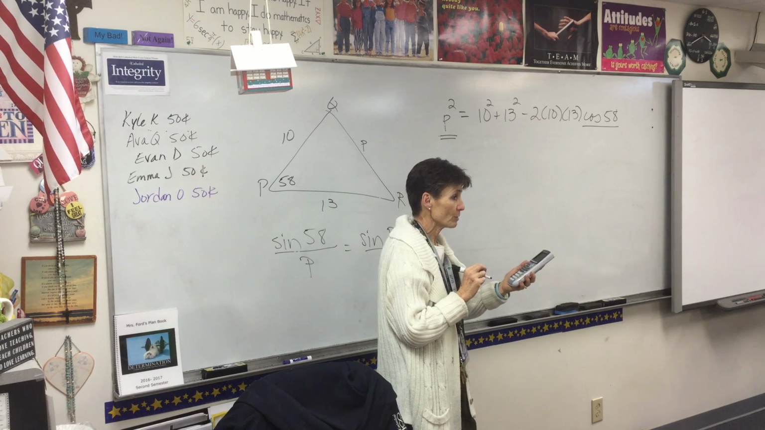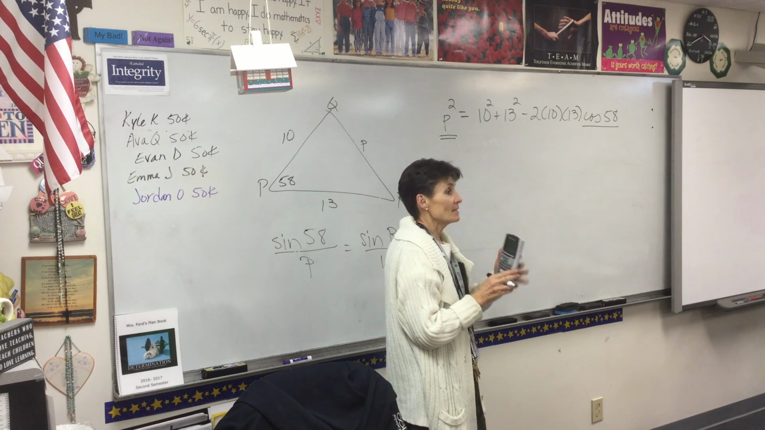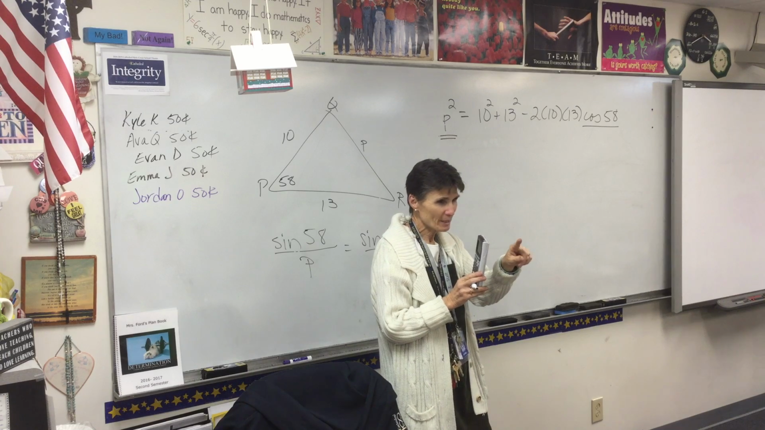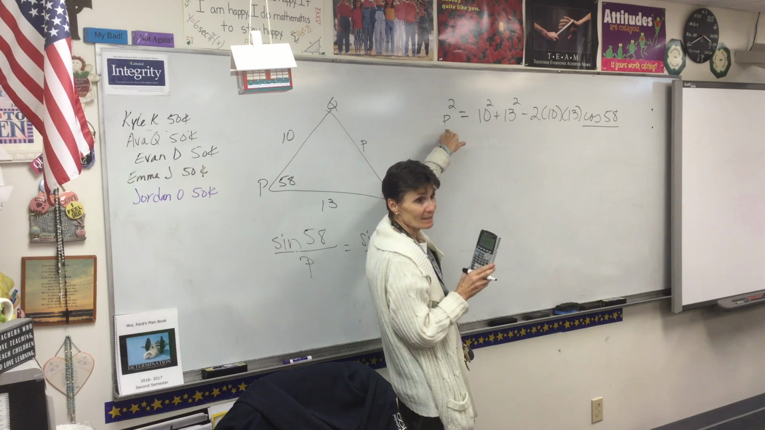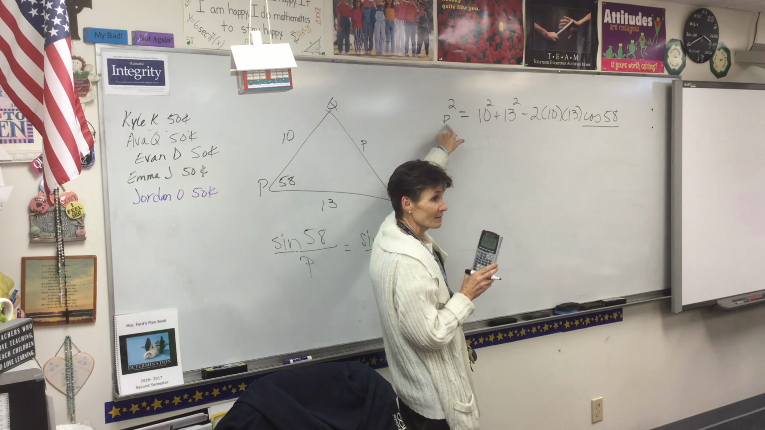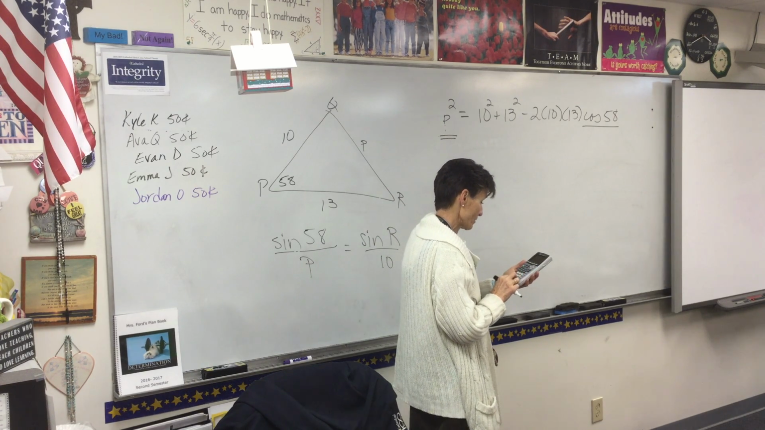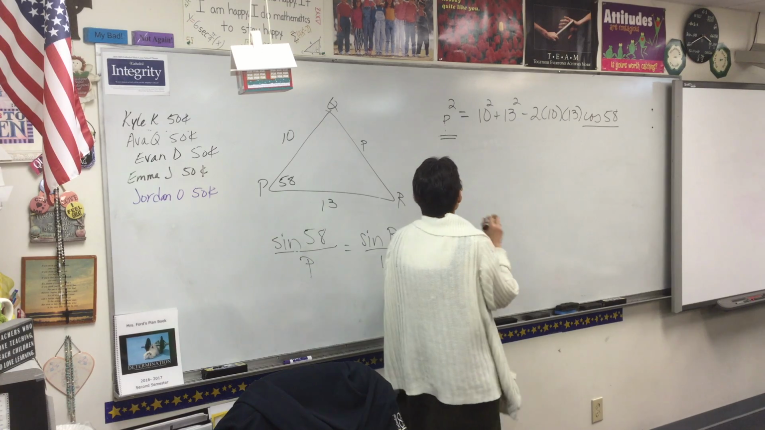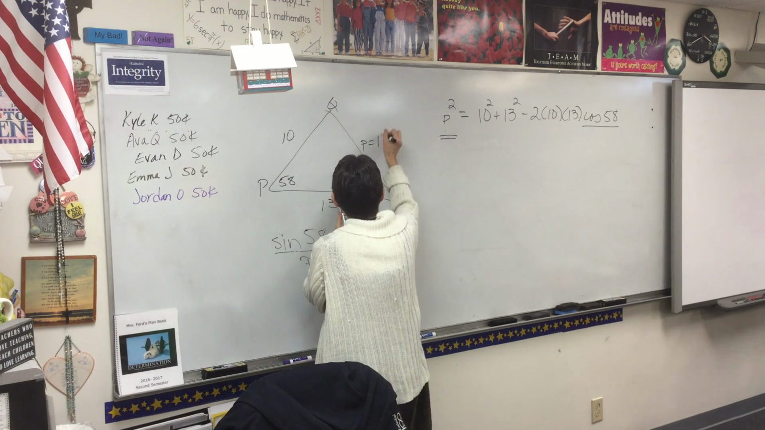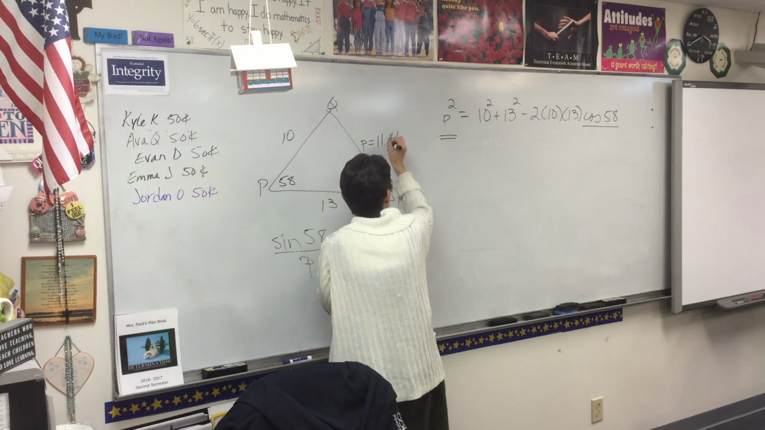Did you get like 131? Yeah, then you can just square root it. That's the tricky part. Remember, that's p squared. That's the law. Our answer we square. So now you have to square root it. So side P is 11.46.